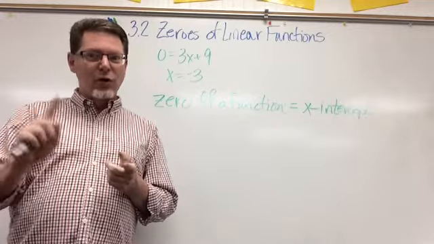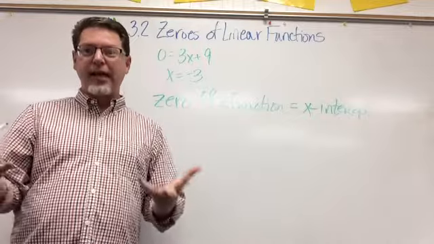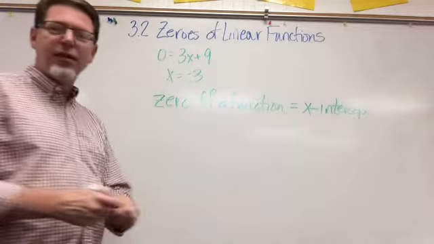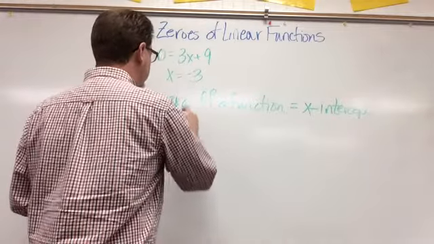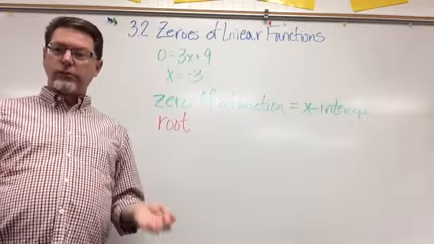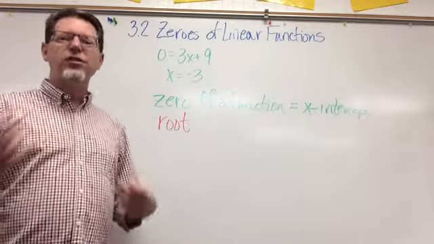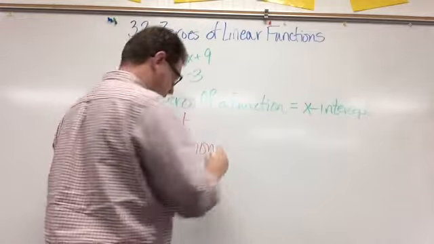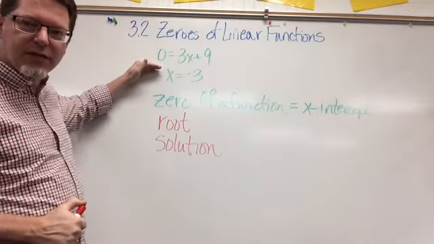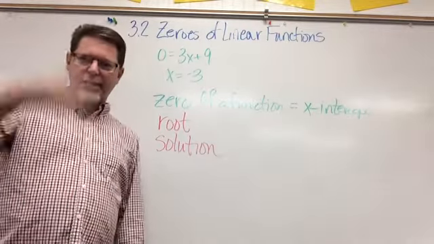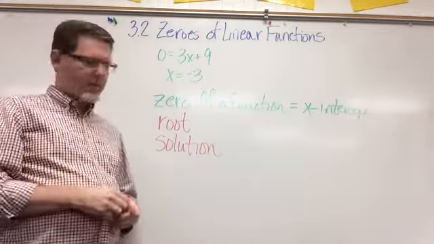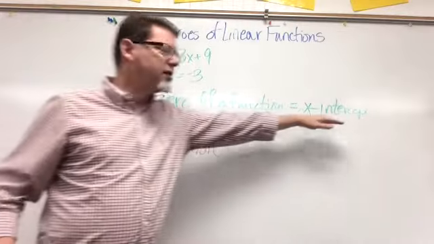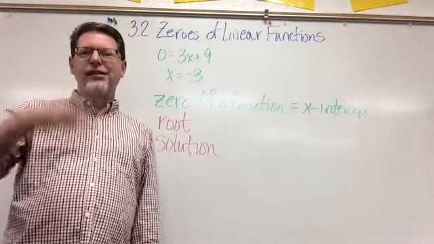But wait, there's more. Because there are actually a couple other names for this exact same thing. Okay? So we can call it a zero of a function, we can call it the x-intercept, but it's also called the root. Why do they call it a root? Because it's a solution. Oh, there's another word. It is also the solution. So I could say that x equals negative 3 is 4 different things that are all the same. It's the solution to the equation. It's also the root of the equation, and I'll show you why in just a second. It's a zero of a function, which is also the x-intercept. All 4 of those things are exactly the same.